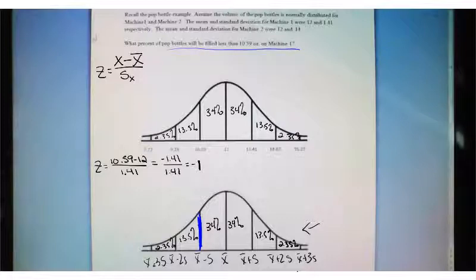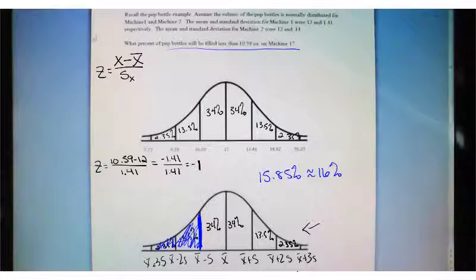What percent of pop bottles will be filled less than this? Okay, well, if you check this out, here we are at a z-score of negative 1, and the percent of pop bottles below this, or the percent of data in general, is 15.85%, which is approximately 16% of the data.